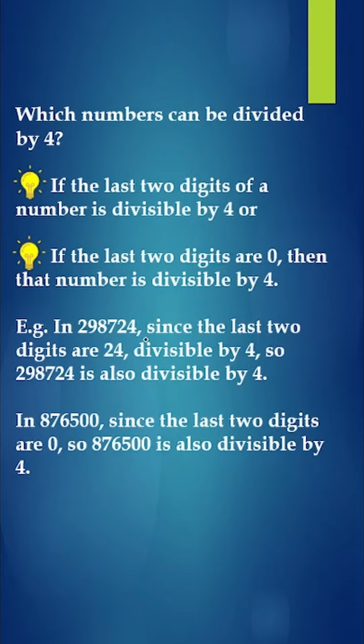So, if you can see this number, it's a big number. What will we check? We only check the last two digits. The last two digits are 24, and since 24 is divisible by 4, the entire number will be divisible by 4. Similarly, here the last two digits are 0. So, this number will also be divisible by 4.